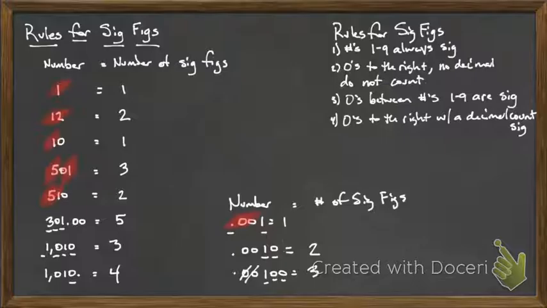And the last thing that we have on here: when you have a number in scientific notation, like this number here, all numbers are significant. So there are no rules other than count them all. So this number in scientific notation would have 1, 2, 3, 4 significant figures.